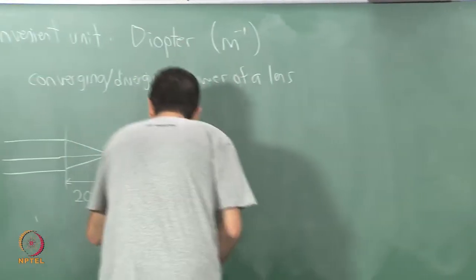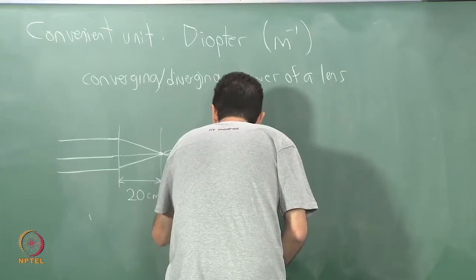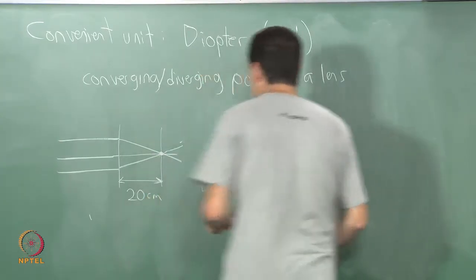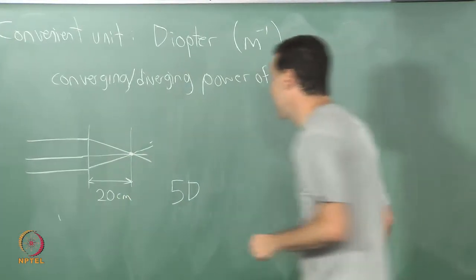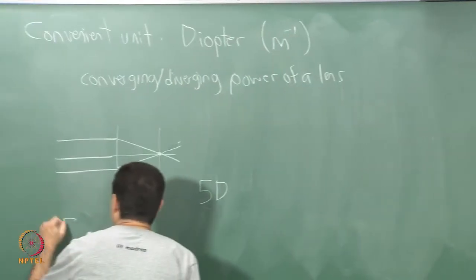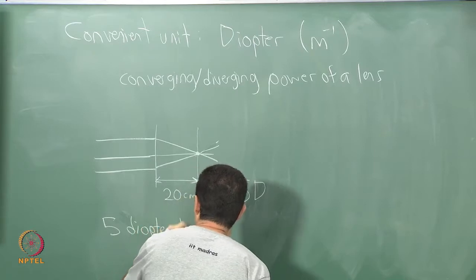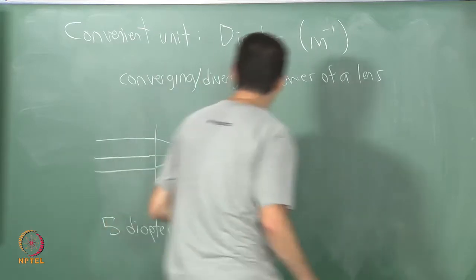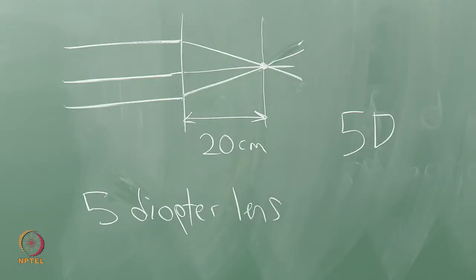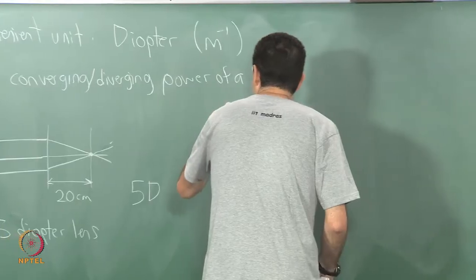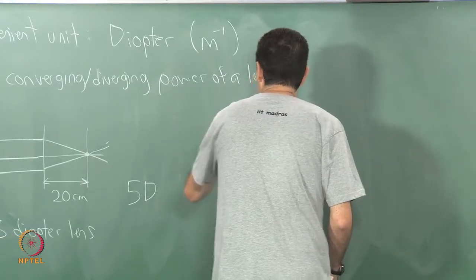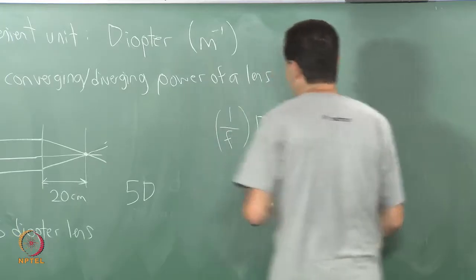So in this simple example, we would have a 5 diopter lens, which we write as 5 capital D. So this is a 5 diopter lens. So in general we write 1 over focal length, D diopter.